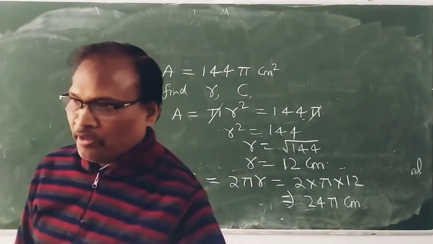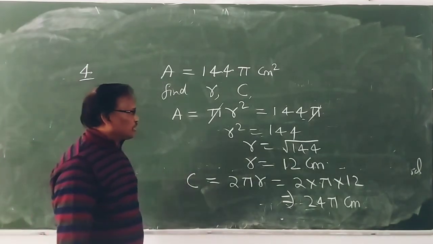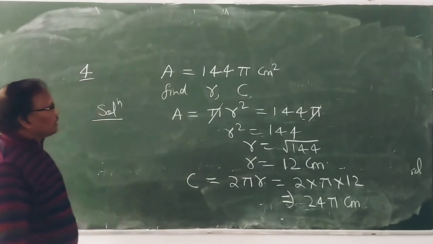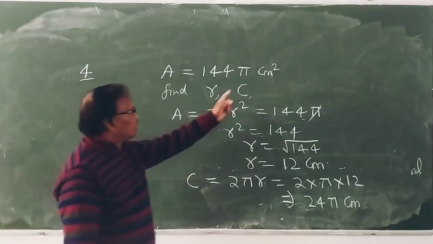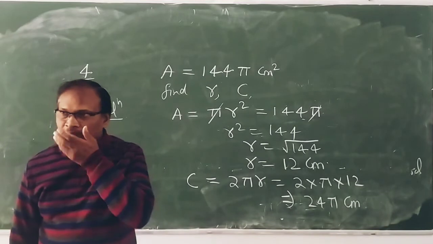Circumference is a type of length. The unit is centimeter, meter, but for area, the unit is centimeter square, meter square.